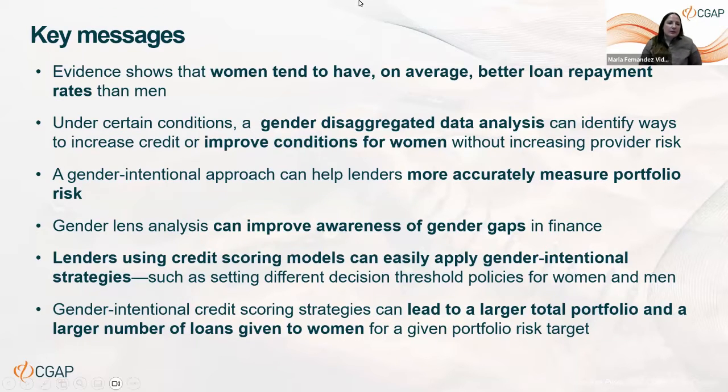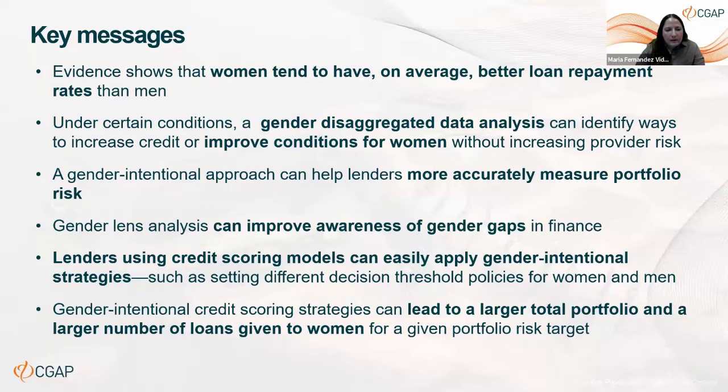So I'll just start with some of the main messages that we want to share with you today. The reason we did this work is because from our experience, we see that women tend to have, on average, better loan repayment rates than men. So that means that in a way they're being subjected to a higher bar when they go through the credit process. And the women that do get approved tend to be lower risk on average than the men that get approved.